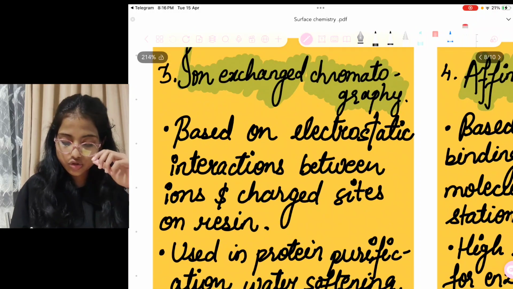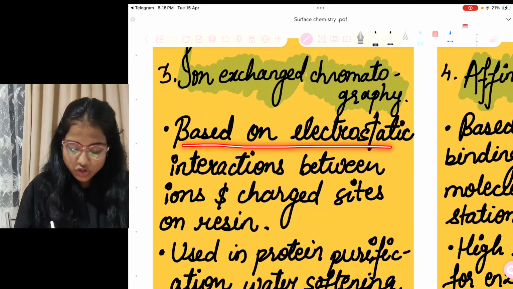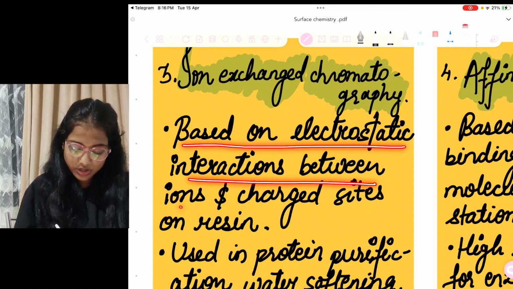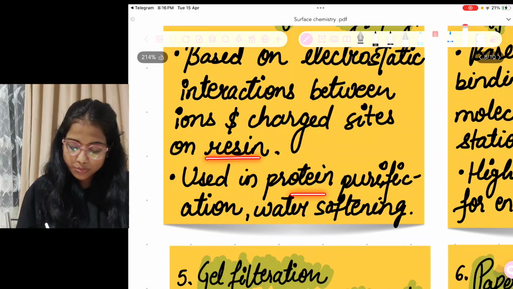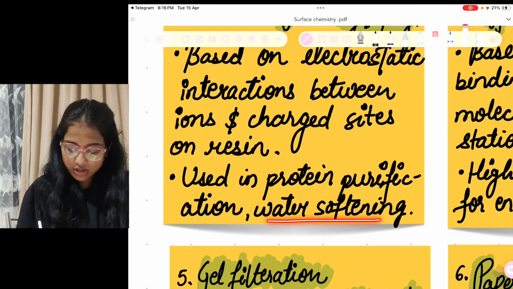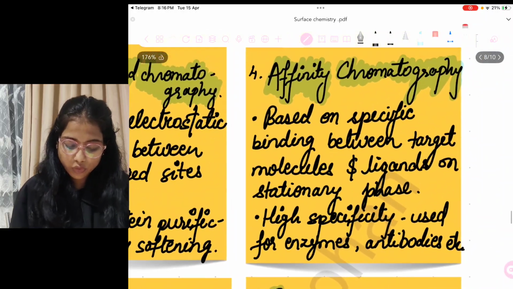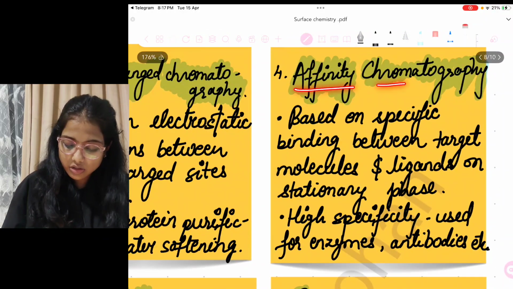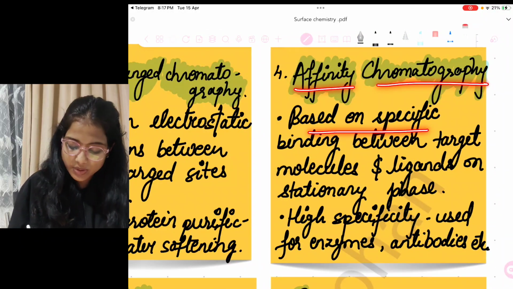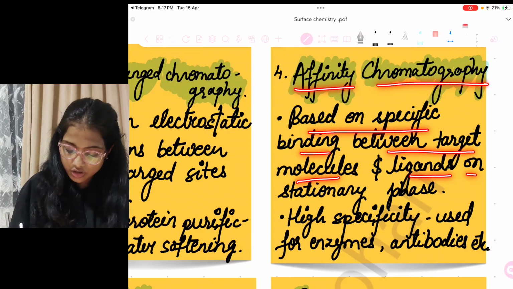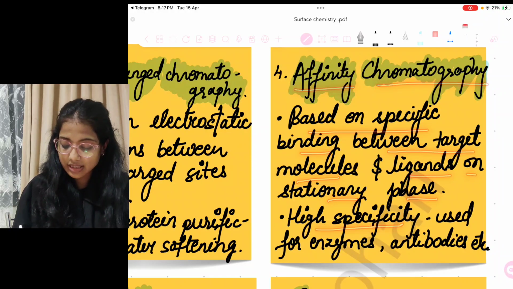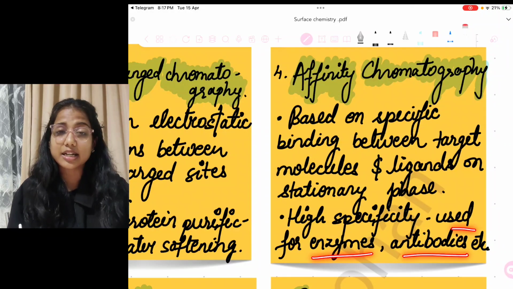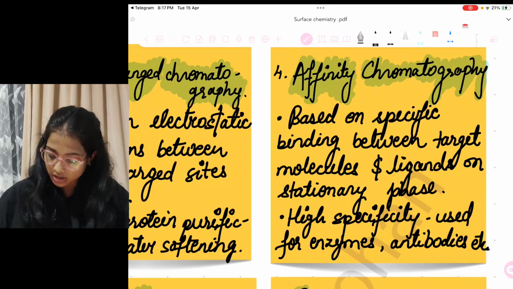Third, ion exchange chromatography. It is based on electrostatic interactions between ions and charged sites on resins, used in protein purification, water softening. The fourth one is affinity chromatography. It is based on specific binding between target molecules and ligands on stationary phase. It has high specificity, like it is used for enzymes and antibodies also, sometimes for drugs also.